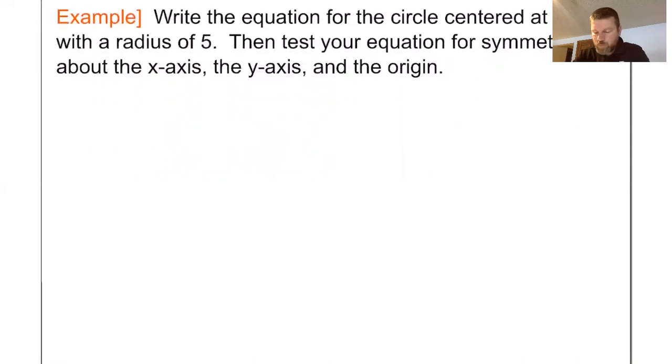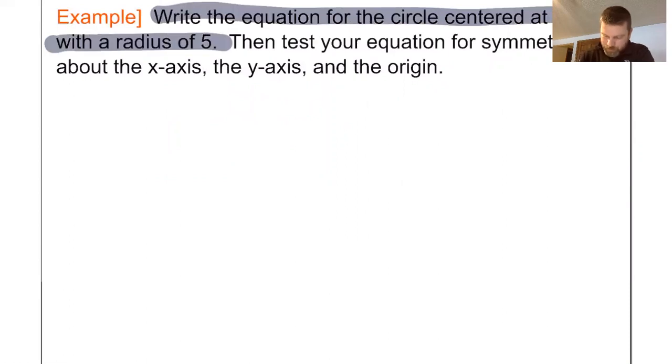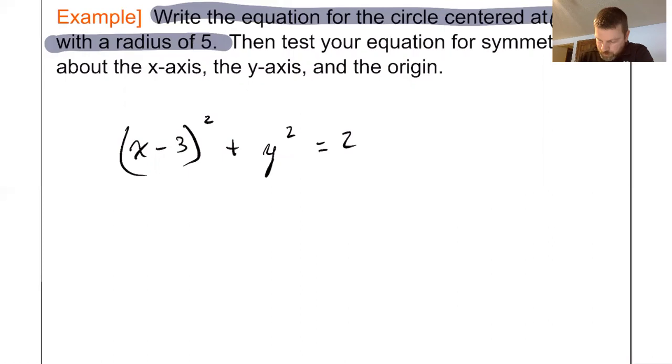Quick example about it: write an equation for the circle centered at 3, 0 with a radius of 5. Well, that'd be x minus an x coordinate of 3 at the center, squared, plus y minus the y coordinate of 0, so just y squared, equals a radius squared. Radius was 5, so equals 5 squared, which is 25. There is the equation of my circle.